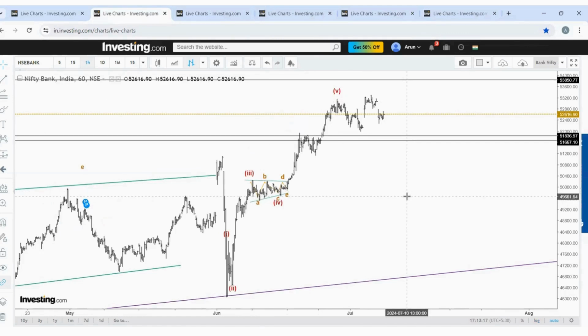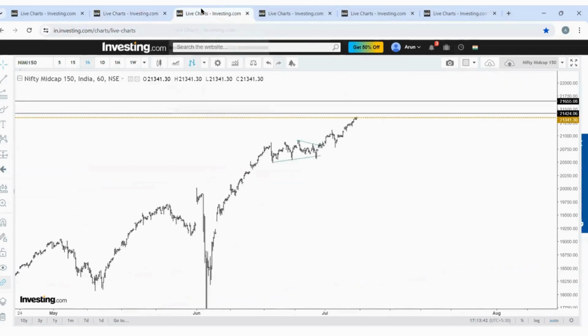See, a few followers have asked for a silver review. So after completing this week's market update, I will be sharing my view on silver also. Right. See, this is Bank Nifty. Let me come to the Bank Nifty later.